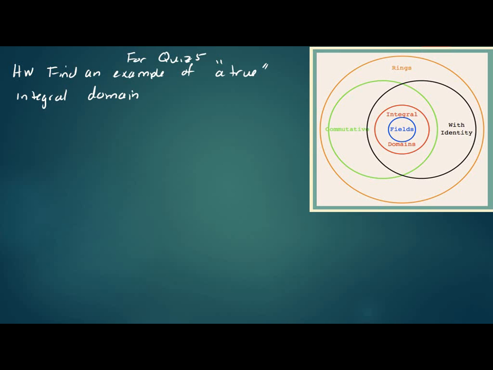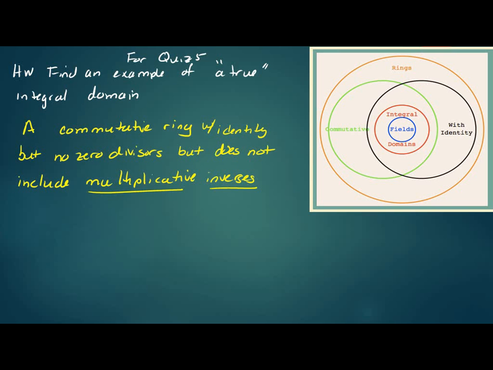So this is quiz 4. Find an example of a true integral domain. That means you're looking for a commutative ring with an identity, but no zero divisors, but doesn't include multiplicative inverses, right? So everything's there except the inverses.